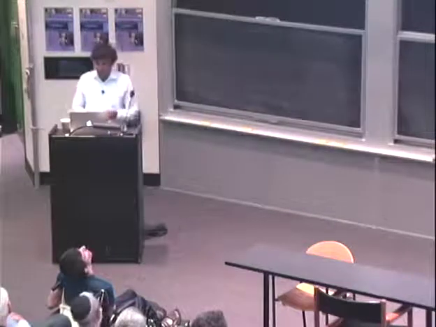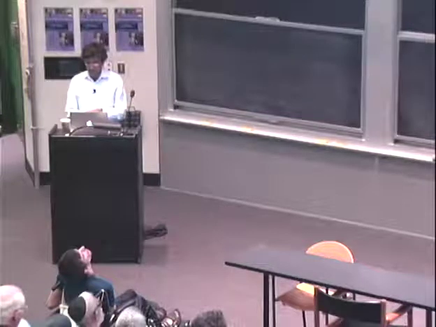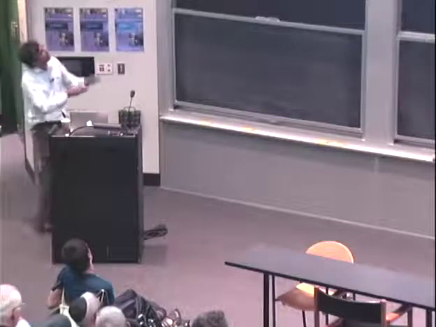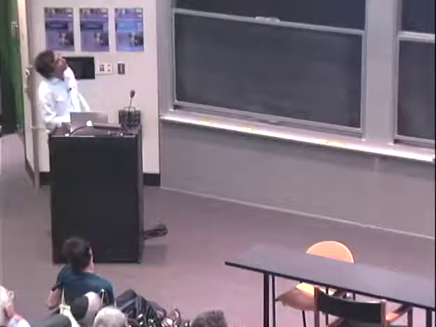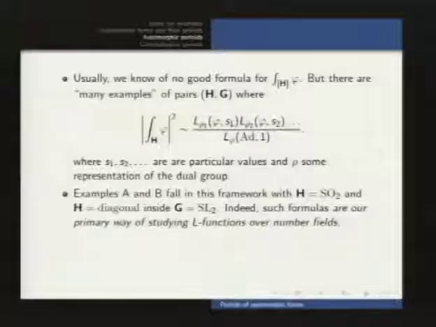All right, we're going to try to say what many examples mean, but there really are many. So I'm going to talk about this. The examples A and B, which I gave earlier, fall into this framework, taking H to be SO2 or the diagonal torus inside SL2. So on the left-hand side, you have an integral of something modular; on the right-hand side, all right, so we want some sort of unified theory of formulas like this.